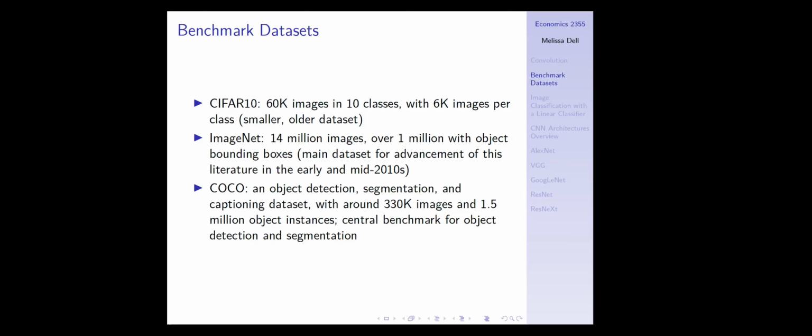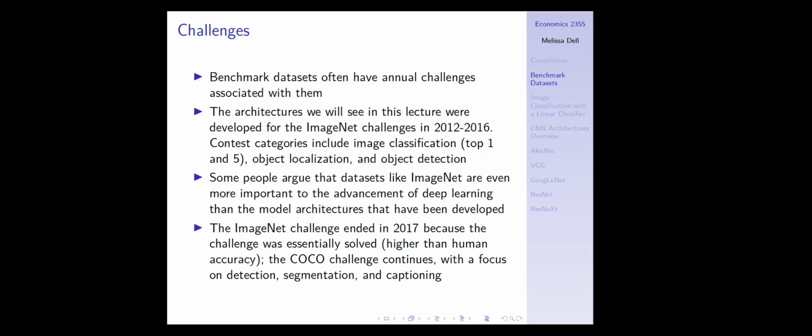And it's also a central benchmark that you'll see come up a lot, and you should know kind of what that is. And so these benchmarks have annual challenges associated with them. And as I said, the architectures we'll see in this lecture were all developed for ImageNet challenges between 2012 and 2016. And these challenges have different contest categories. So for image classification, there's top 1 and top 5.